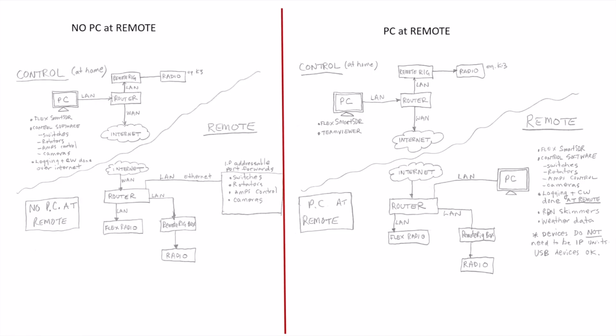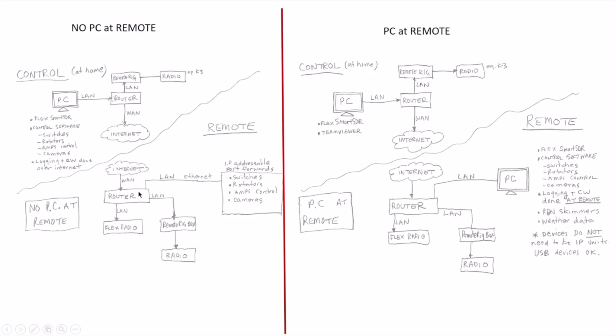So at the remote, in this instance, the internet comes in, the WAN is connected to the router at the remote. And through the LAN, your Flex radio is connected, which will talk directly through the internet and everything's good. Audio is streamed thusly. The same with the remote rig box. It's connected to the actual radio and the audio is streamed through that box as well as the control for the radio.